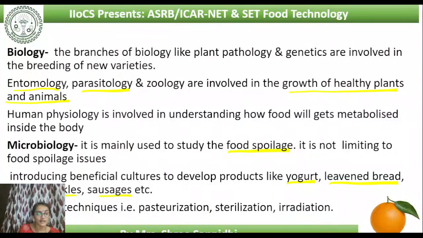Not only this, in processing techniques like pasteurization, sterilization, irradiation, we should have the knowledge of microorganisms. To what level, if we heat the food product, or sterilize it, or irradiate it, will the microorganisms be killed? To know all these things, we have to know about microbiology.